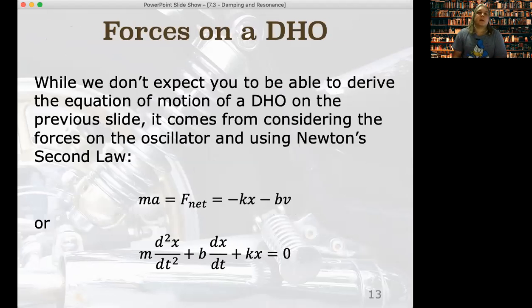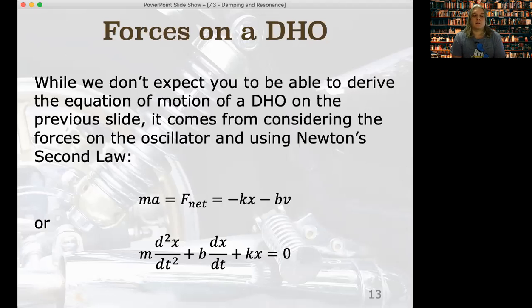As I said, we don't expect you to be able to derive these things. We just expect you to understand and interpret them and apply them. But if you are interested, it comes from the force considerations and Newton's second law. So the mass that's on the end of our spring times the acceleration, ma, has to be equal to the net force. In a simple harmonic oscillator, the net force was just the restoring force. It was just negative kx, and that was a very simple equation, ma equals negative kx. But now we've got this extra term, negative bv, because we've got a damping force as well as the restoring force being equal to the net force.